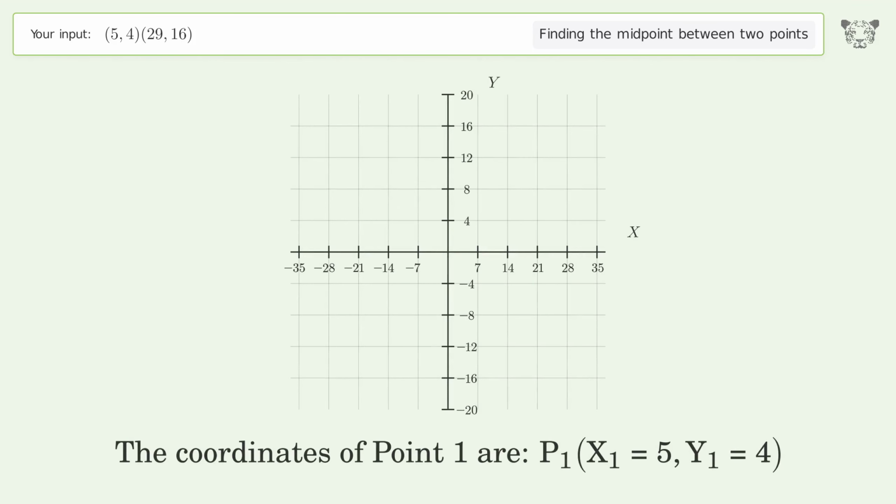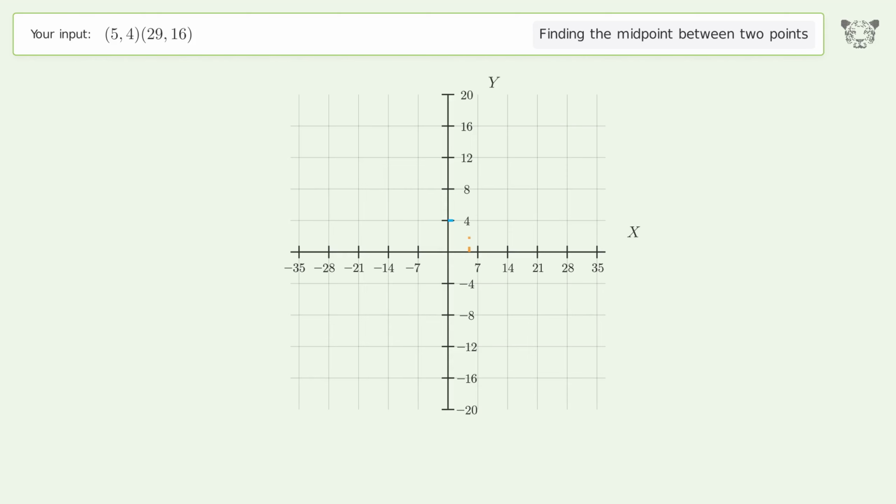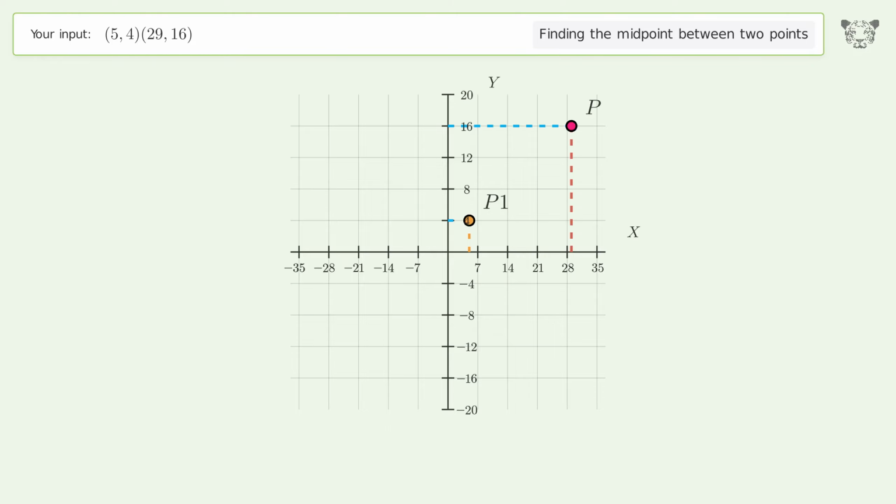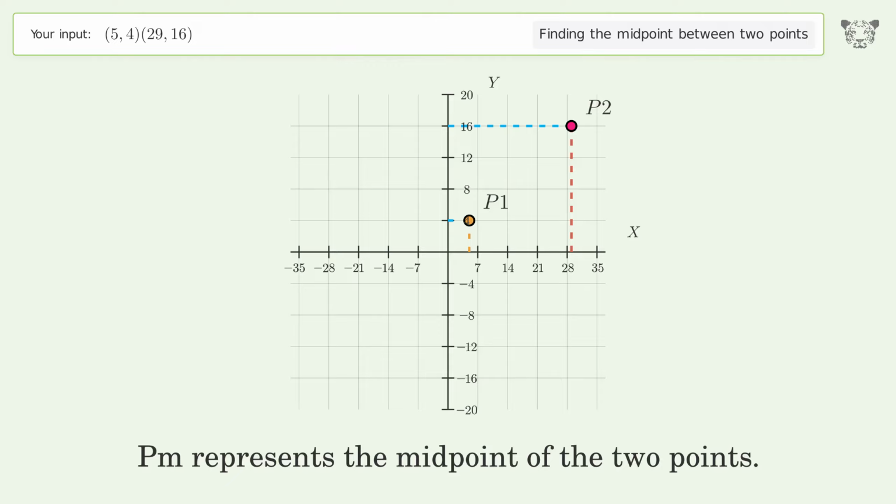The coordinates of point 1 are x1 equals 5, y1 equals 4. The coordinates of point 2 are x2 equals 29, y2 equals 16. PM represents the midpoint of the 2 points.